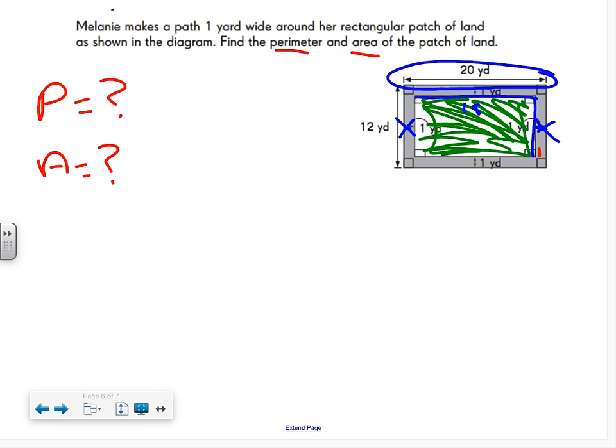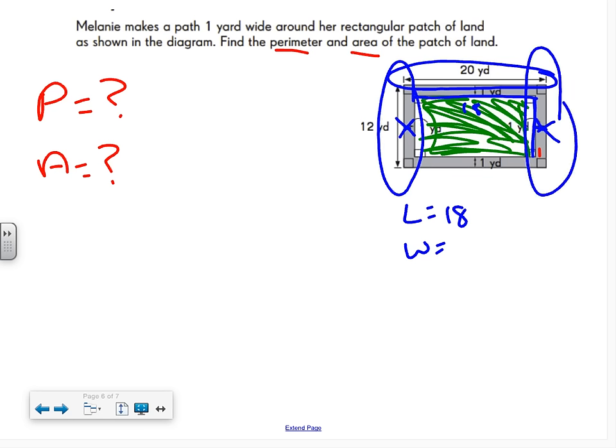Okay, now I need to figure out the width, which is right here. I know that if this whole side is 12, and I want to get rid of this 1 yard, that's 11, 10. So this side, the width, is 10.